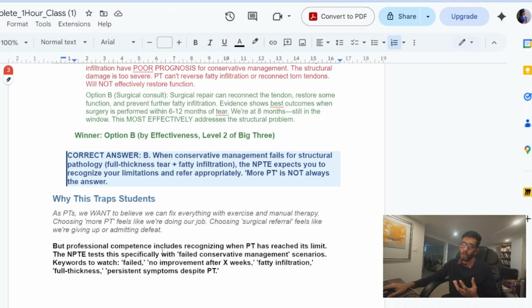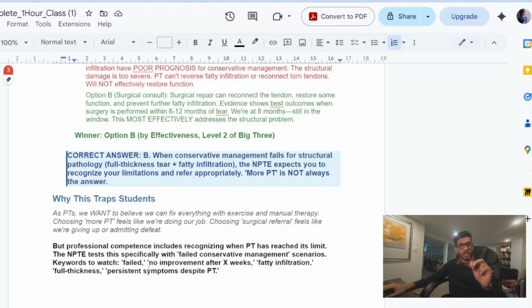But professional competence includes recognizing when PT has reached its limit, right? You need to understand that with certain conditions or cases, you're going to reach a limit, you're going to plateau, right? That's the time you need to refer, right? So the NPTE tests this specifically with the failed conservative management scenario.